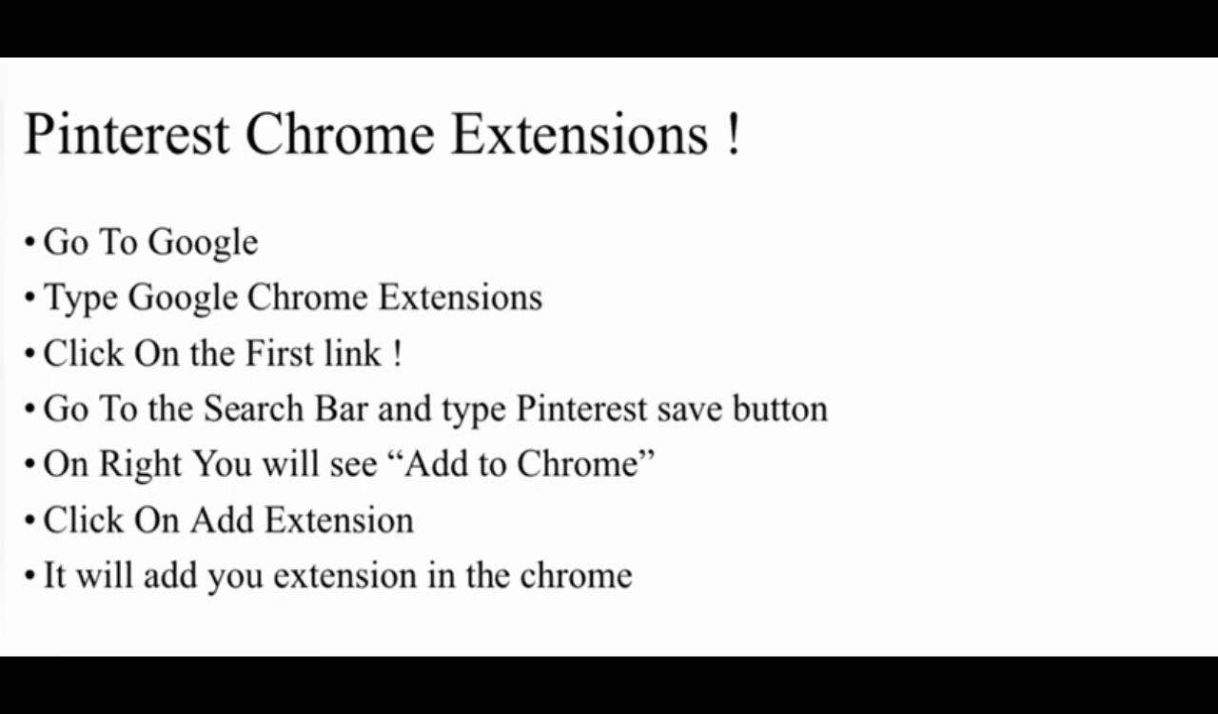Pinterest Chrome extensions. Go to Google, type Google Chrome extensions, click on the first link, go to the search bar and type in Pinterest save button. On the right you will see Add to Chrome. Click on add extension, and it will add the extension in Chrome.